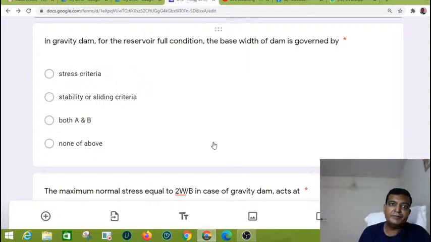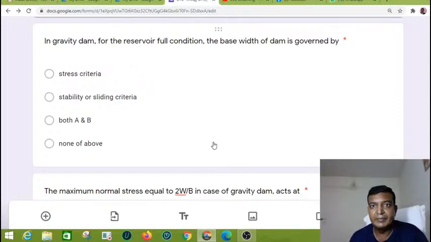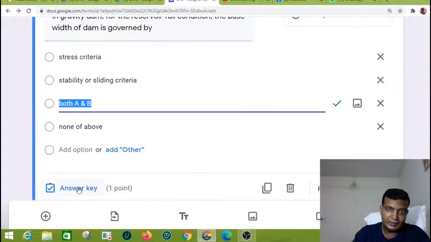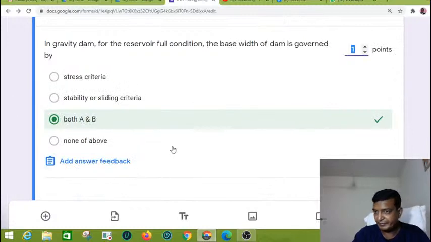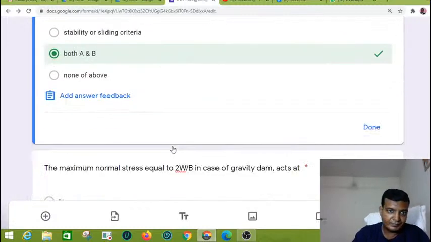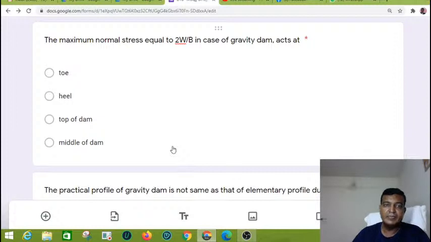In gravity dam, for the reservoir full condition, the basic width of the dam is governed by stress criteria, stability or sliding criteria, or both A and B. So let us see. The answer is both A and B. Next objective.